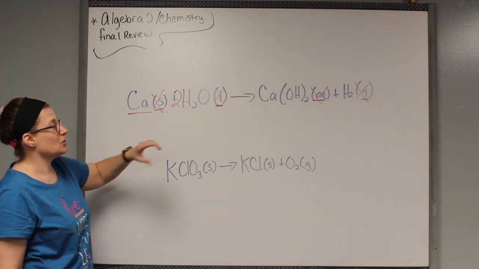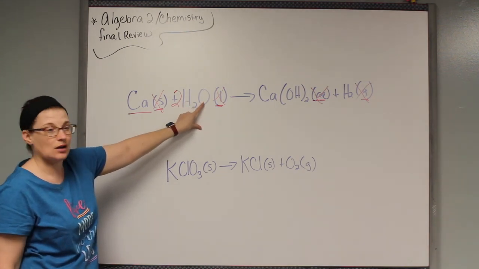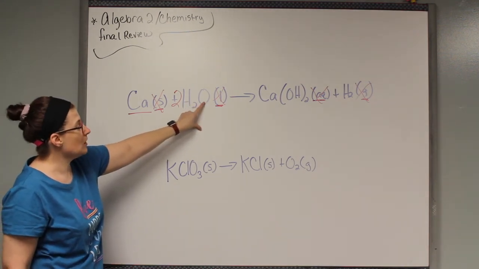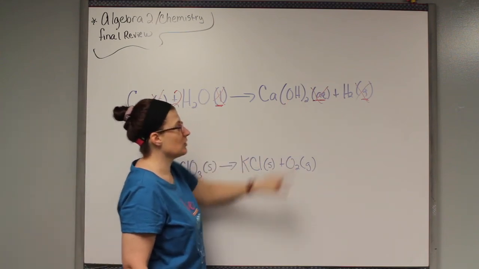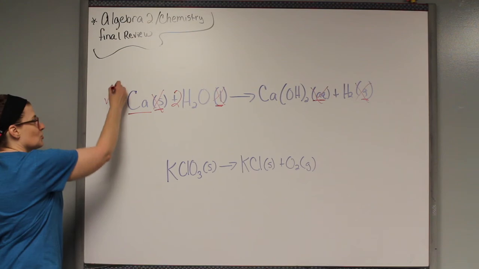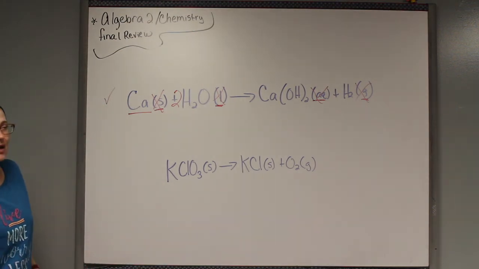And all I need to do is check my O. Because there's no plus or minus, this 2 also goes to oxygen. So 2 oxygen over here, and 2 oxygen over here. So that's all I needed to do, and that one was balanced. They're not always that simple, but this is a basic one.